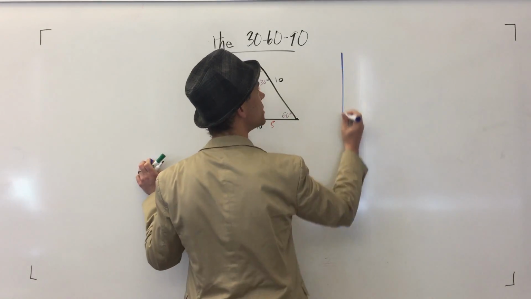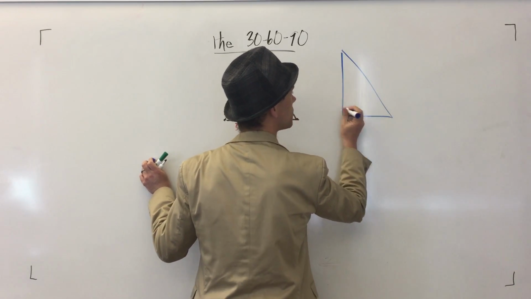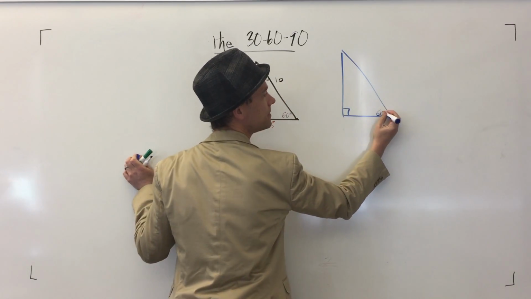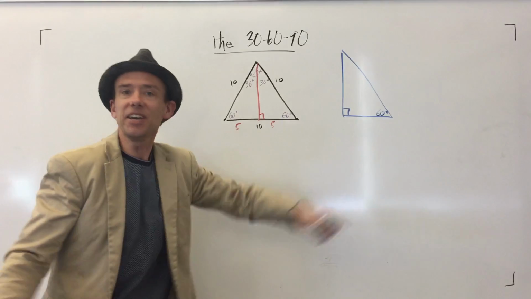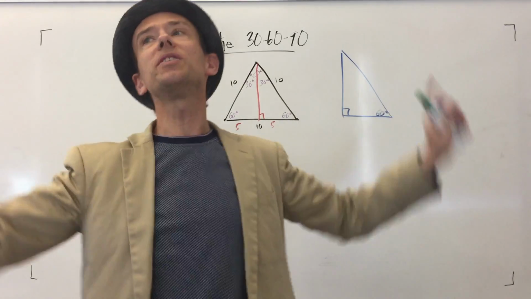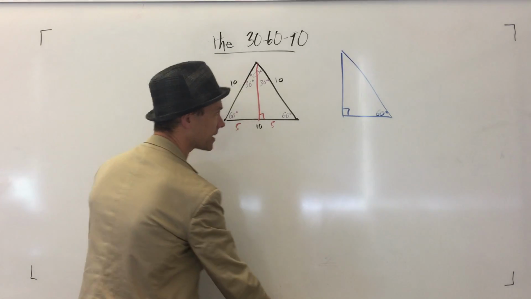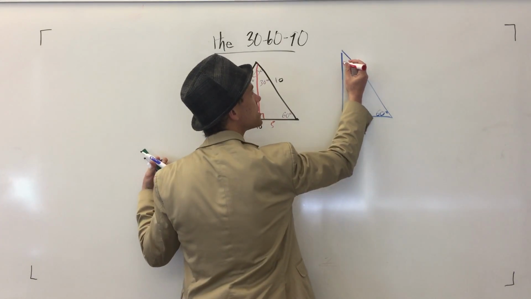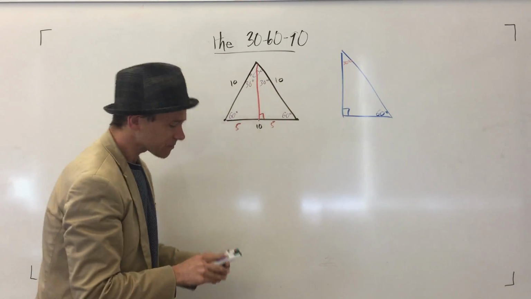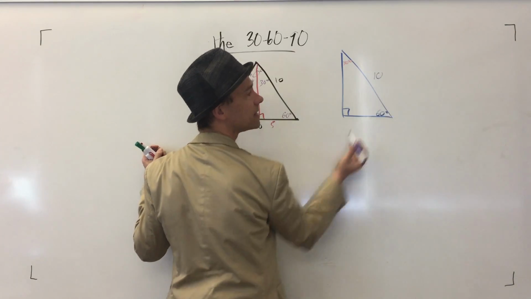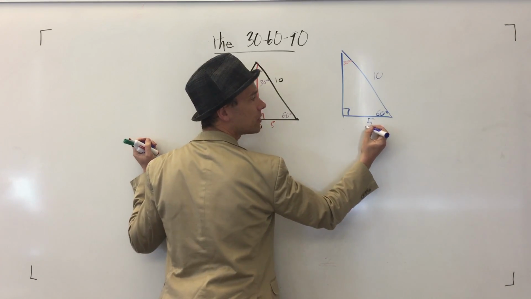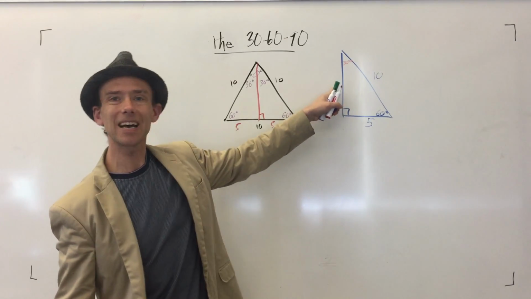So I'll draw it here. Boom, boom, boom. So this is 60. That's 90. All the angles of a triangle always add up to 180, every single time on every single planet. That means this one up here must be 30. Now, if we're 10, then this is 5, we know that. The question is going to be, what's this height?